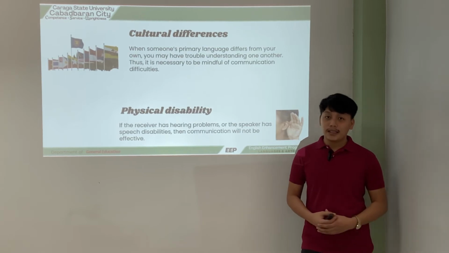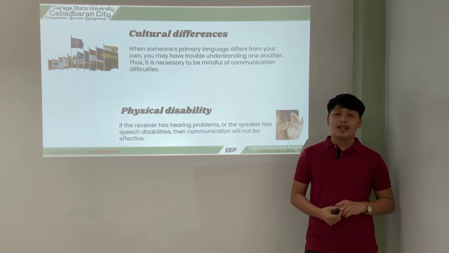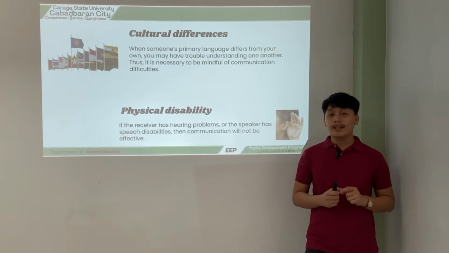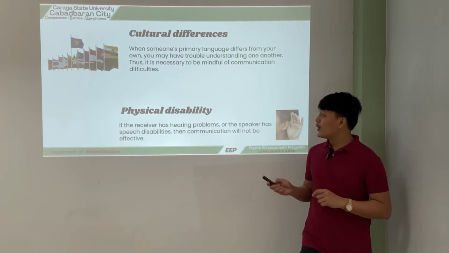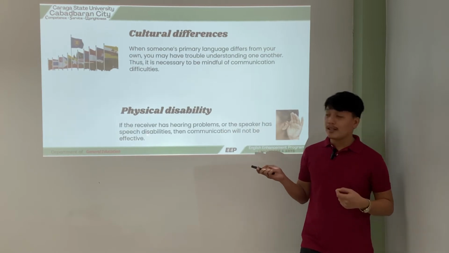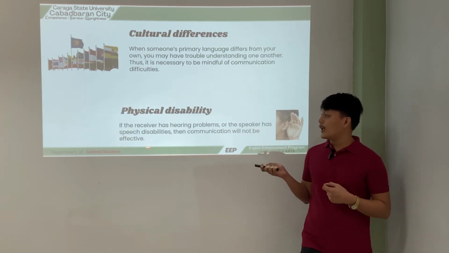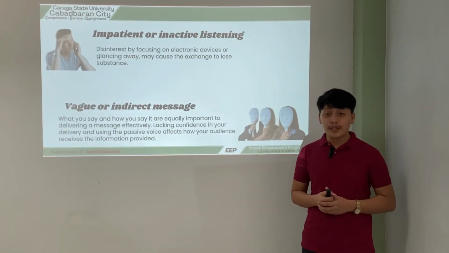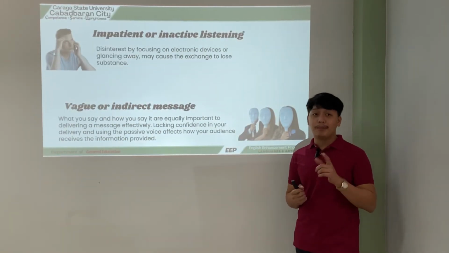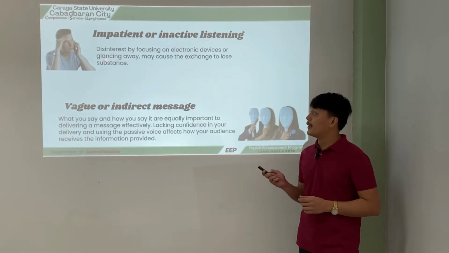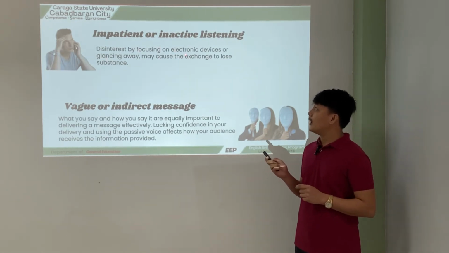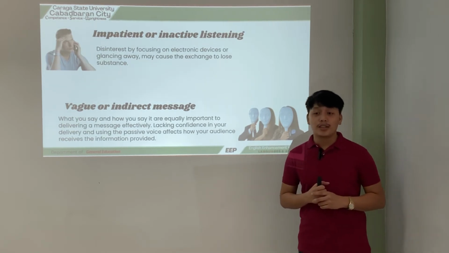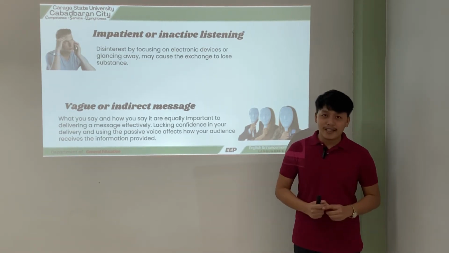Next, physical disability is also an example of communication barrier. If the receiver has hearing problems or the speaker has speech disabilities, then communication will not be effective. Next, impatience or inactivity is also an example of communication barrier. Disinterest, such as focusing on electronic devices or glancing away, may cause the exchange to lose substance.